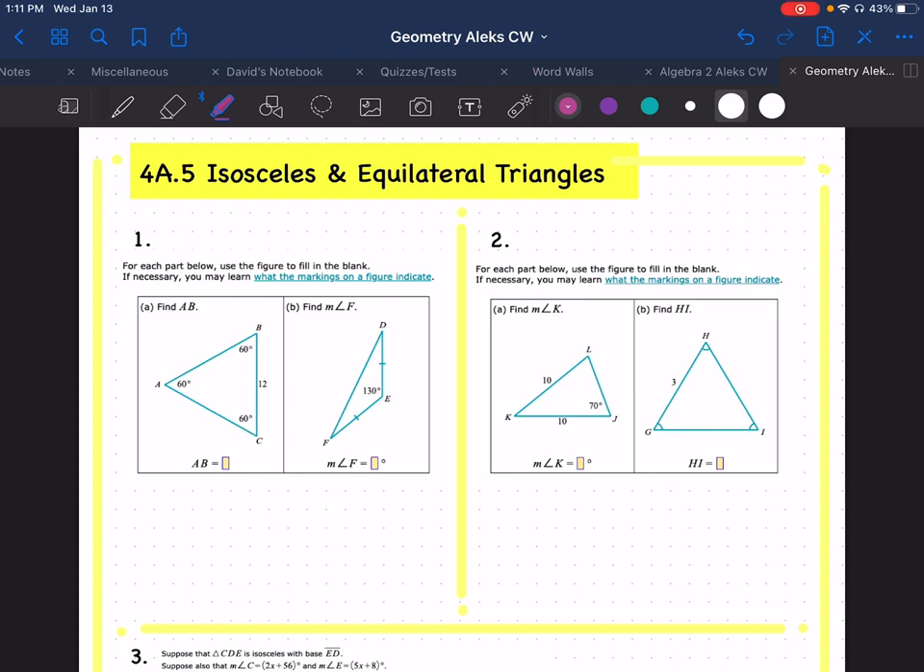So I'm going to use my highlighter to help me out. They want to know how long that side is. What I see right off the bat is that all my angles are 60 degrees. This is an equilateral triangle. If all the angles are the same, then all the sides are the same. And since one of them is marked as 12, my answer is simply 12.